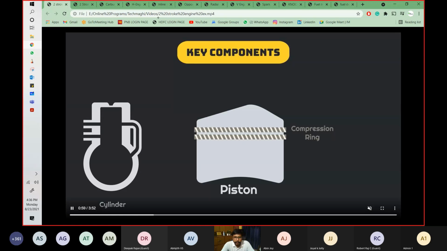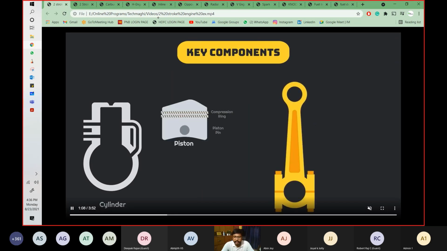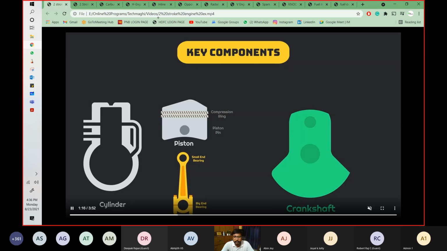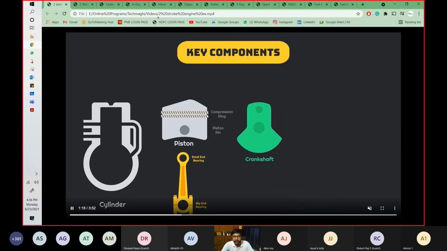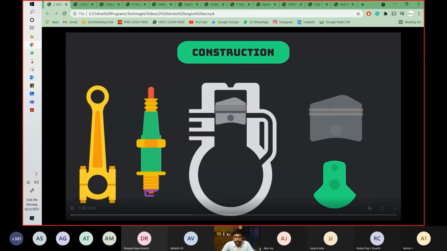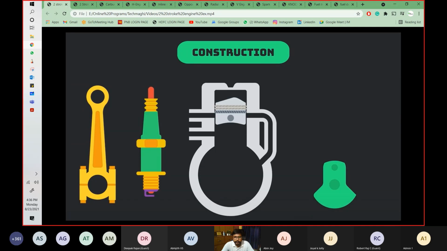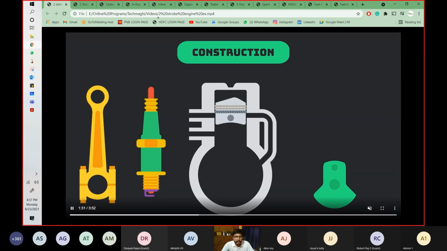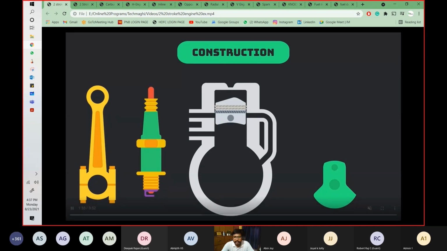So this is a piston, and over the piston we have the compression rings, and then we have the piston pin. Then there will be a connecting rod. Yesterday, in the morning, I told you that there is a small end of the connecting rod. There is a big end of the connecting rod, and this is the crankshaft, and this is a spark plug. So we'll join them together in the construction. This is the piston we have connected. And now we will connect the connecting rod with the piston and the crankshaft.